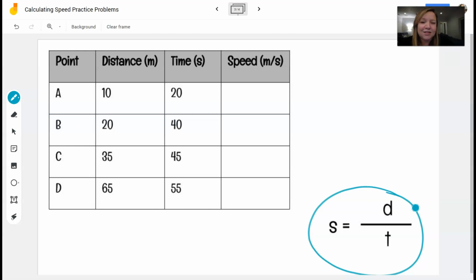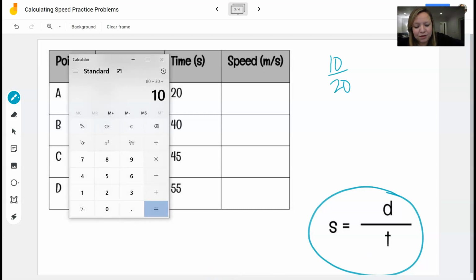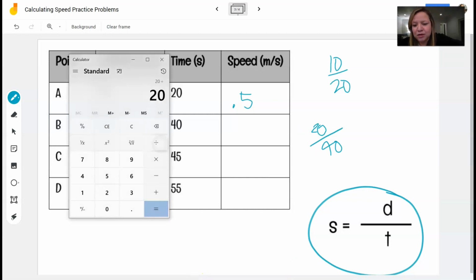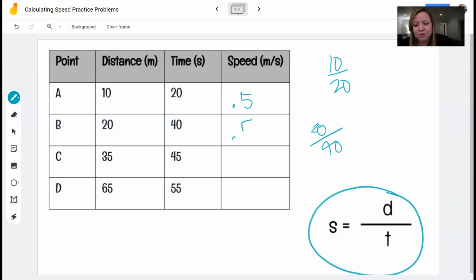Alright, so you should have paused it, and let's double check your answers, okay? So point A, my distance was 10 meters, my time was 20 seconds. 10 divided by 20 is 0.5 meters per second. And then at point B, 20 divided by 40 is also 0.5.